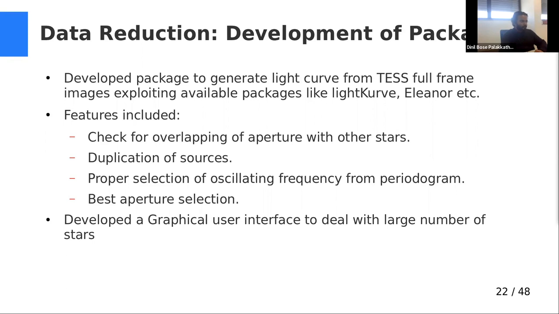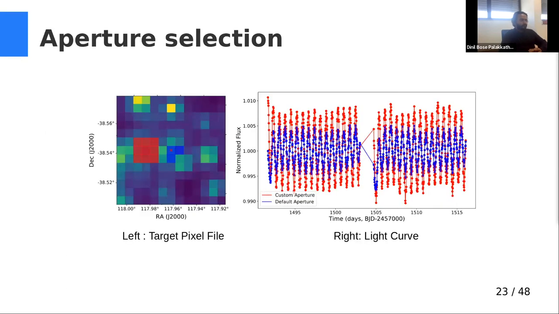Let me show an example. This is a target pixel file of one of the stars in our cluster. I have drawn two apertures. The cross represents the target star. One aperture is in blue and one is in red. You can see that the two apertures are giving the same light curve. This indicates that the target star is contaminated by the nearby star. So we cannot use this star for our analysis.